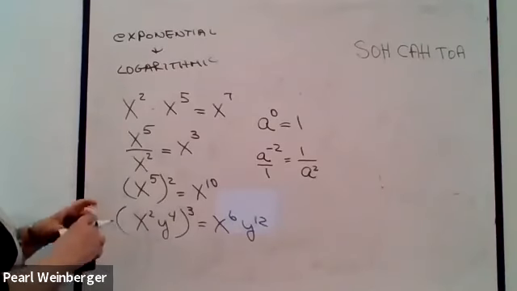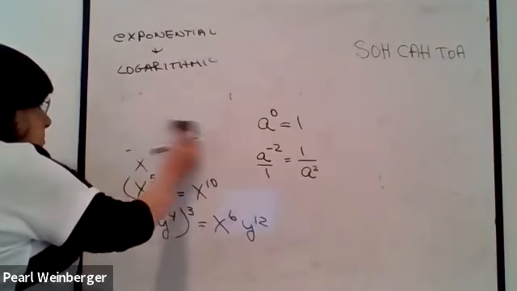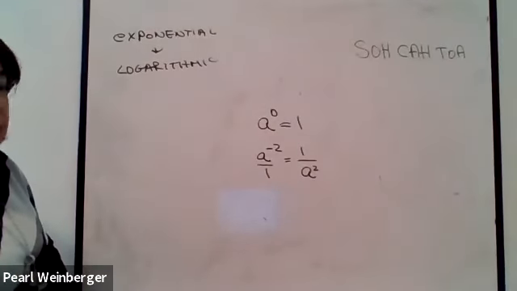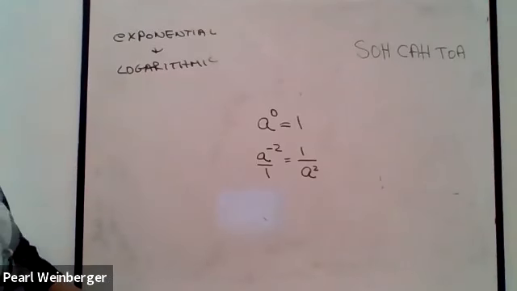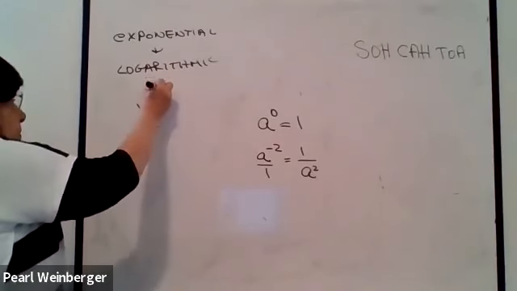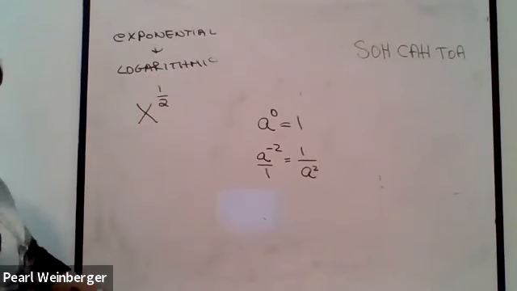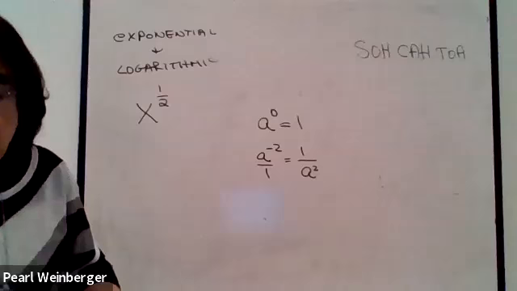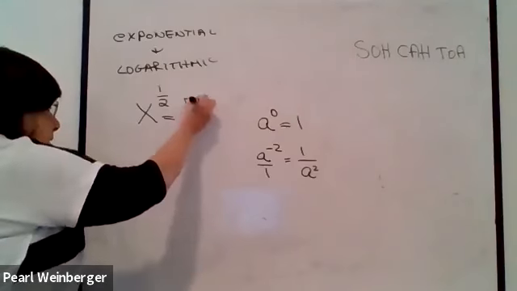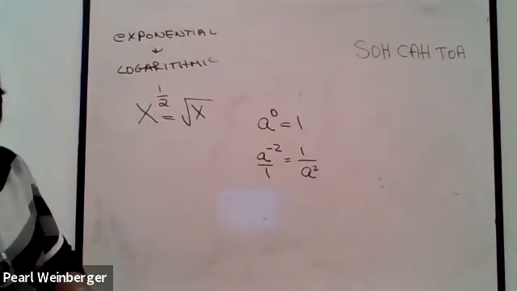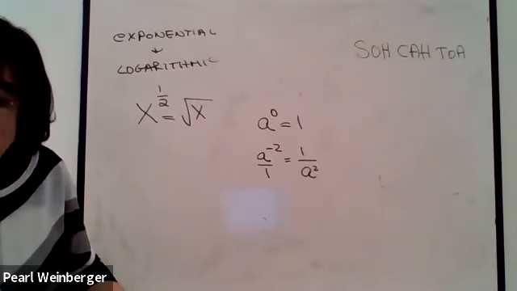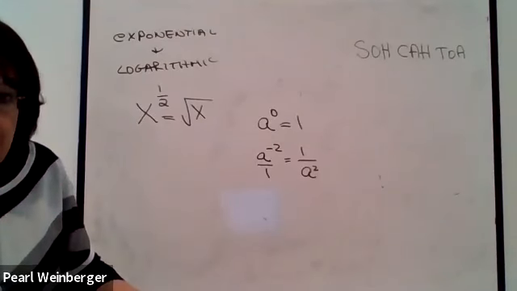Now, one thing that we haven't mentioned, let me just erase this because, as I said, it was a quick review. We didn't talk about what it means when we have exponents that are fractions. What does it mean, for example, if I have x to the 1/2 power? This is something we have to know how to deal with as well. It turns out that x to the 1/2 is equivalent to the square root of x.